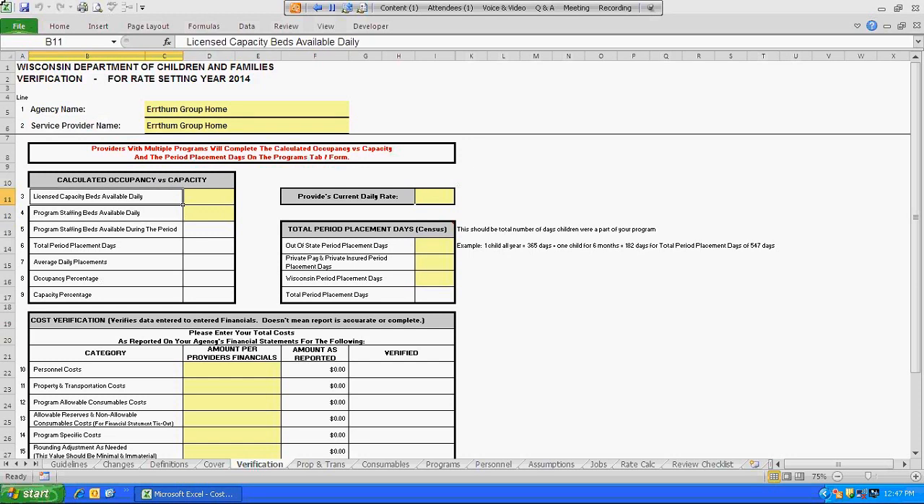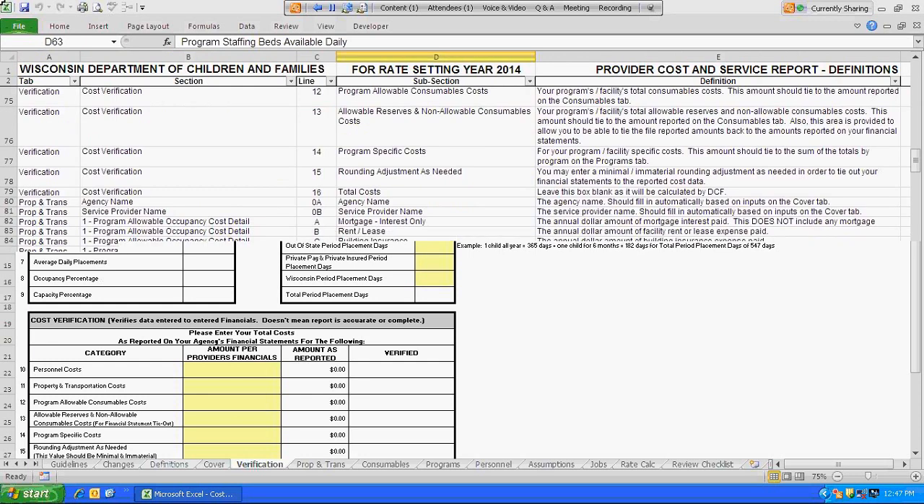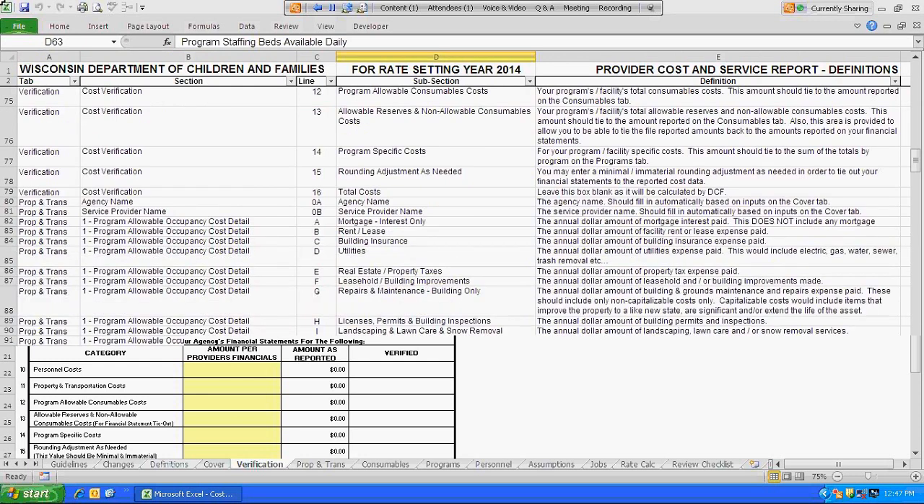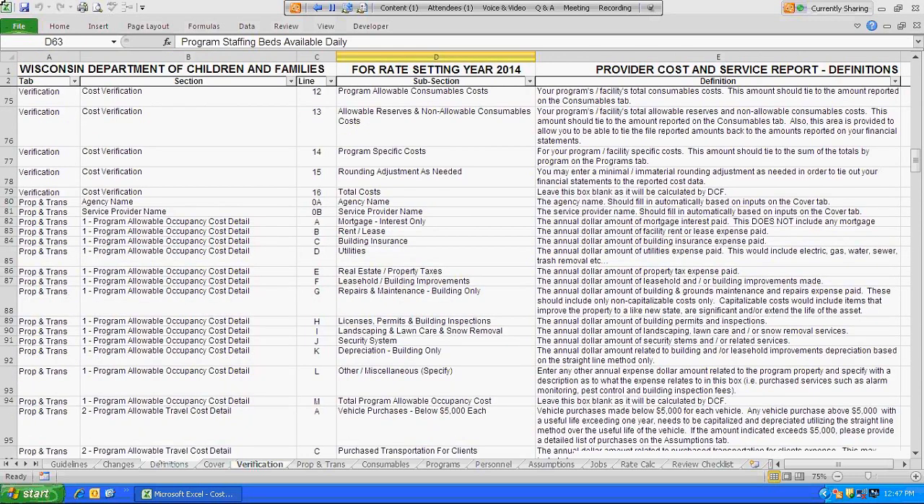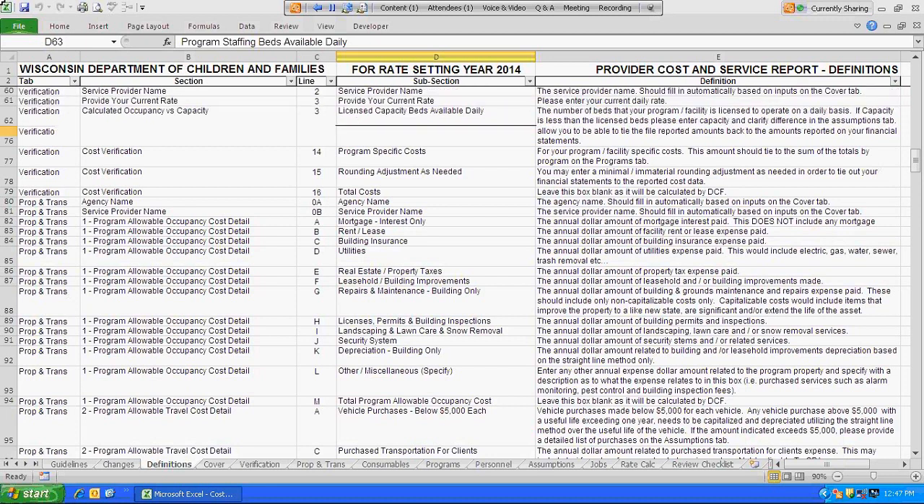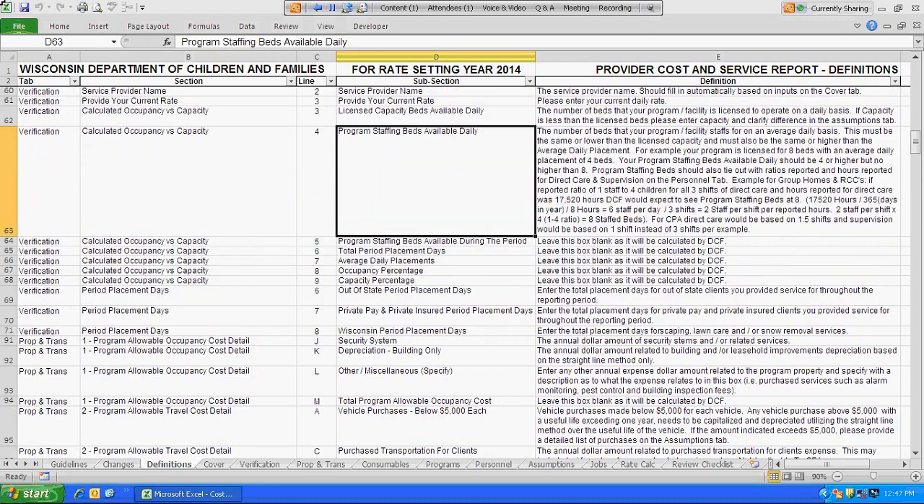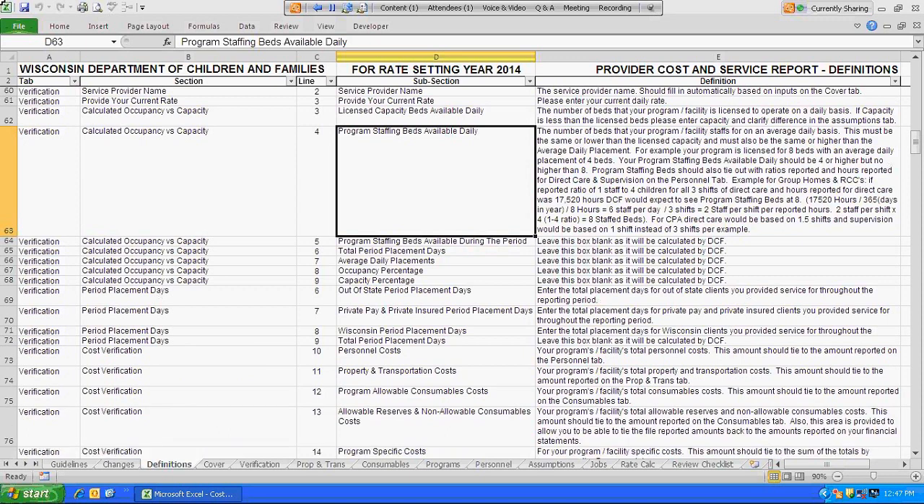If you're not sure what to put in there, a good place to go is the definitions to get clarification. What you'll want to look for is the verification tab, and as we go across, we can see the licensed capacity beds available and the definition of what we're looking for in that field. The definition is the number of beds that your program facility is licensed to operate on a daily basis. If the capacity is less than the licensed beds, please enter the capacity and clarify the difference in the assumptions tab.